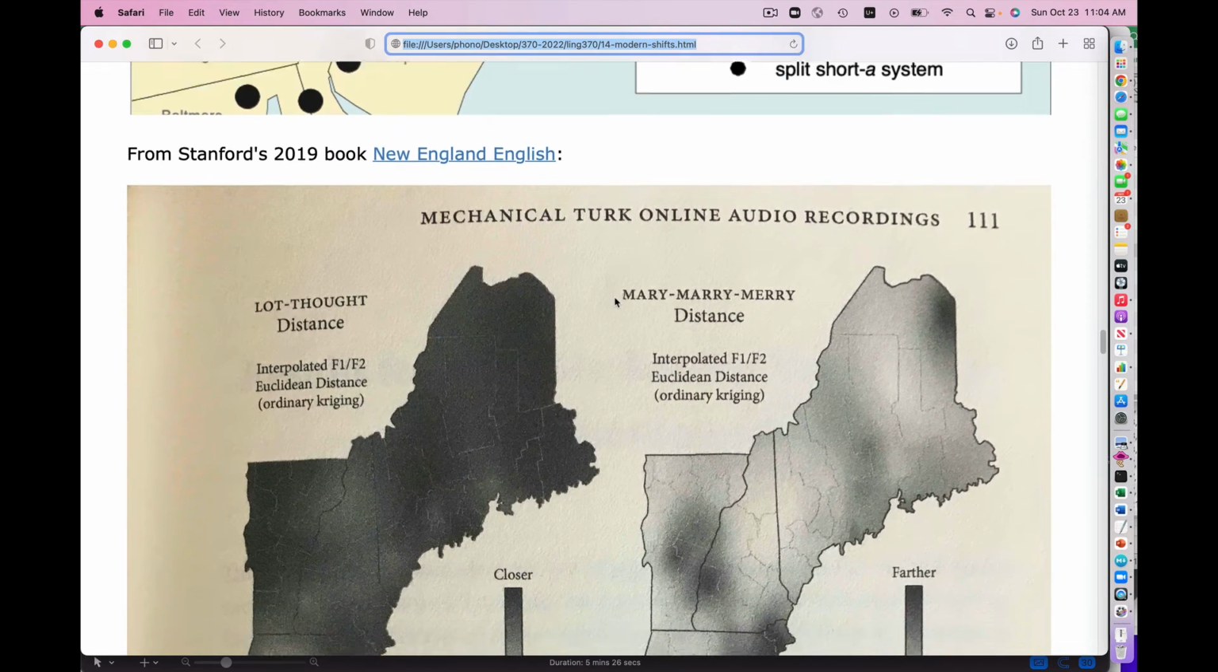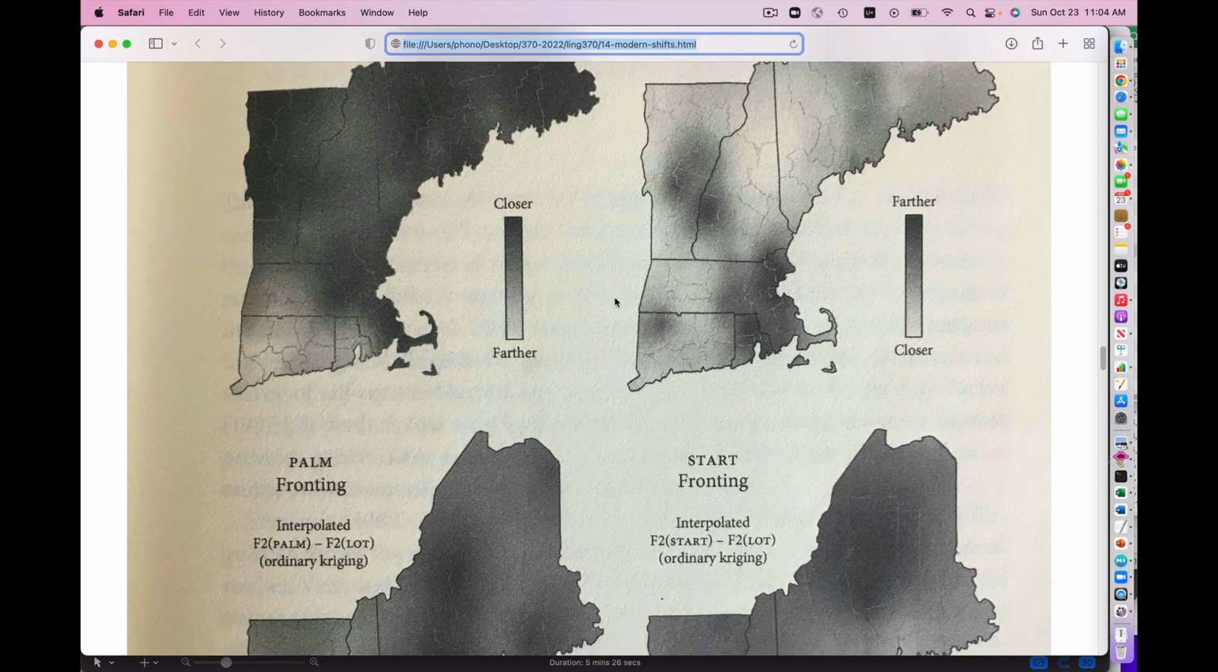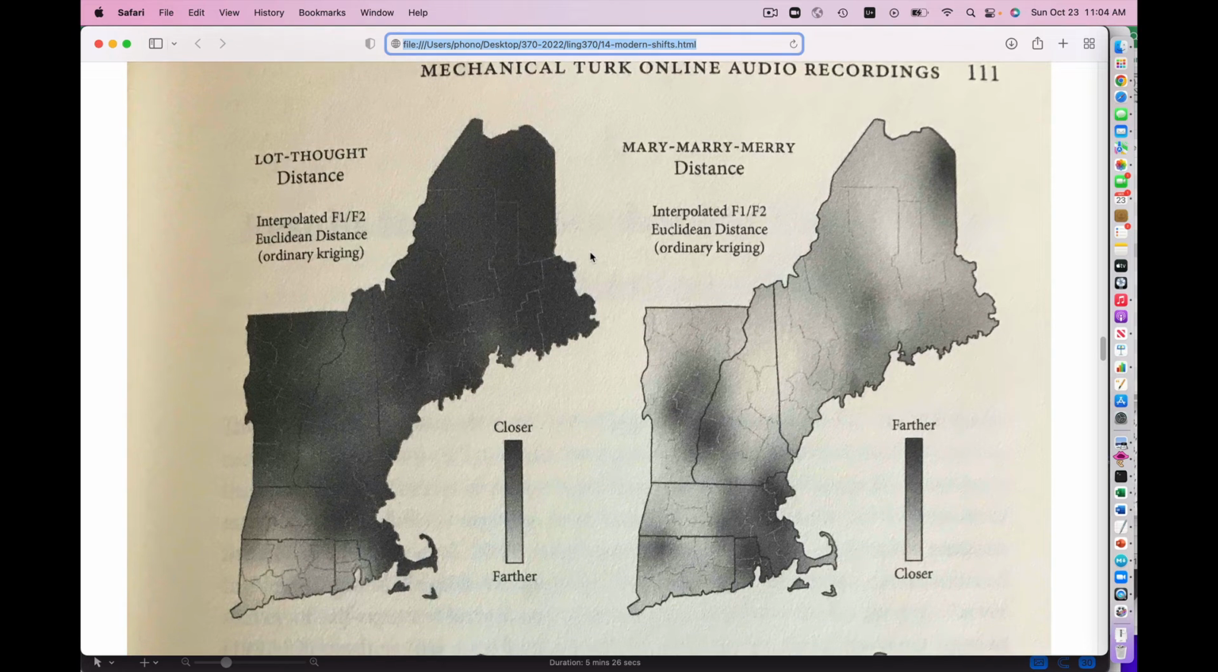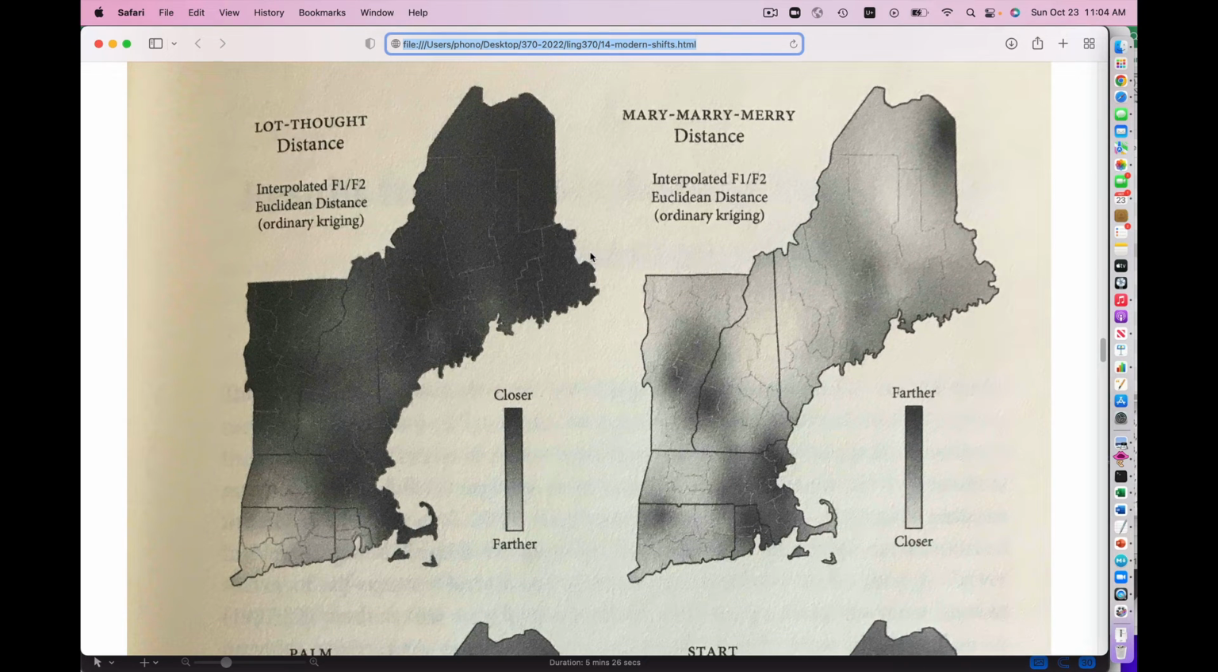This is a nice map that gives us a kind of similar converging information. It's from James Stanford's new book, New England English. He did an online survey of speakers, collected data through what's called Mechanical Turk, a service from Amazon. And he, with a colleague, generated maps that show, for example, the distance between lot and thought. So that's the caught difference.